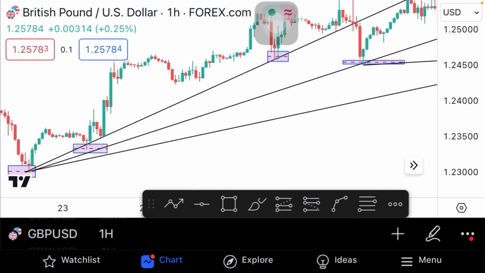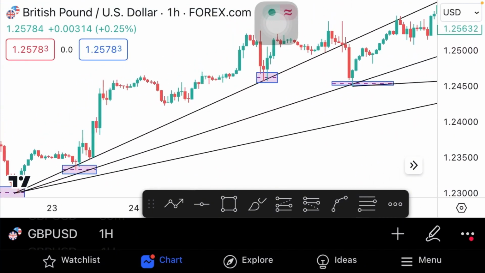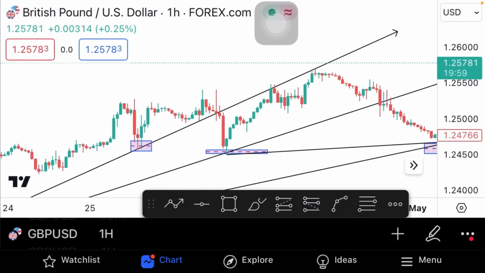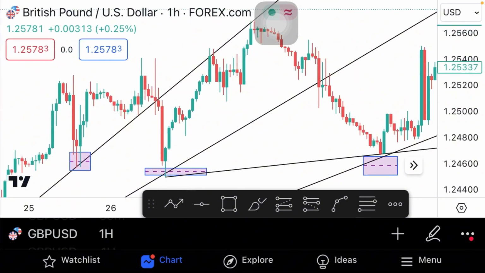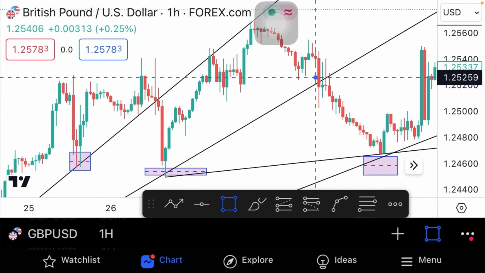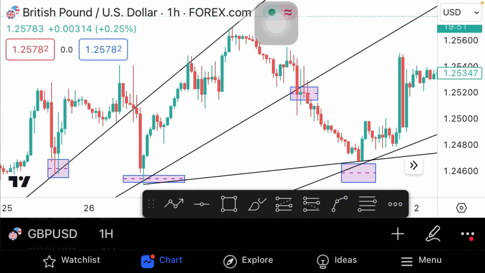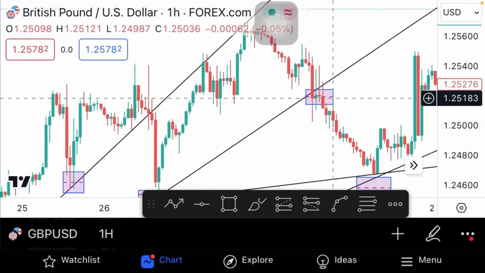Let's take a look at the second trend line. Price bounces for the first time, bounces a second time. When price came to the third bounce of the trend line, you can see this is the third touch on the trend line. You can see how price reacted to it.